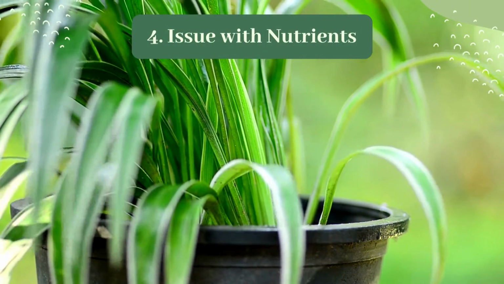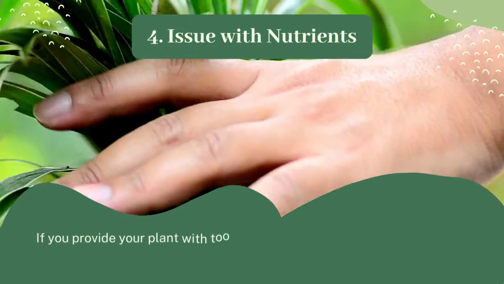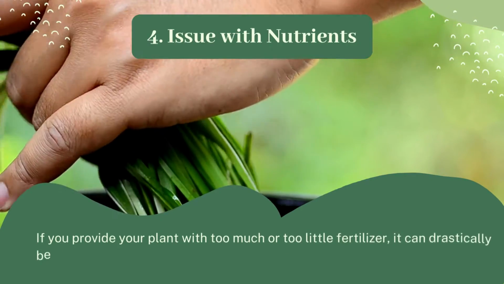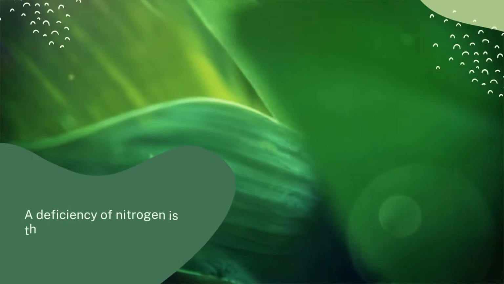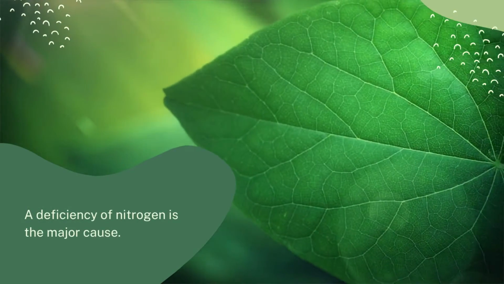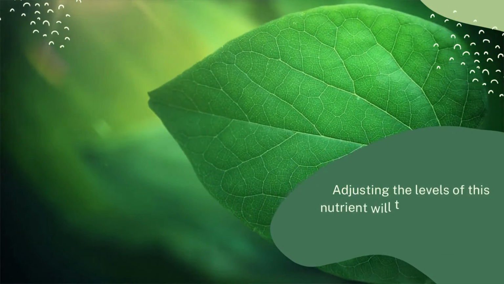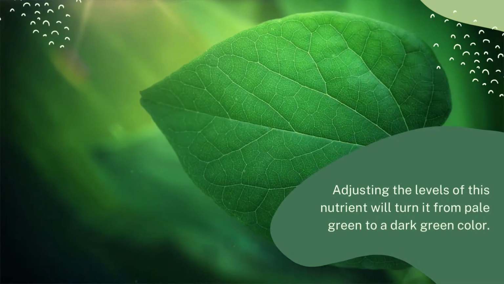4. Issue with nutrients. If you provide your plant with too much or too little fertilizer, it can drastically be affected. A deficiency of nitrogen is the major cause. Adjusting the levels of this nutrient will turn it from pale green to a dark green color.